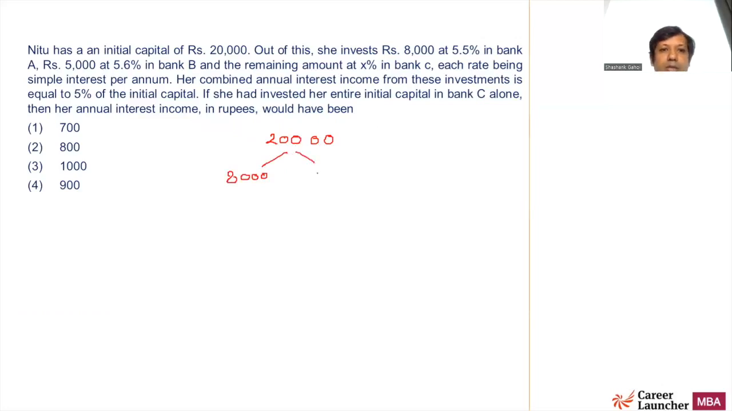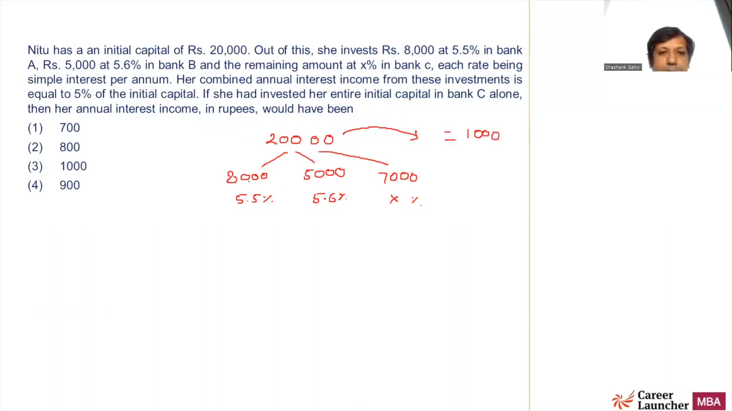Then she invests 5,000. So this is 5.5%. This 5,000 at 5.5% interest, and the remaining 7,000 that she is putting at x% interest, and the total interest comes out to be 5%. So 5% of 20,000. So her total interest of a year is going to be 1,000 rupees.